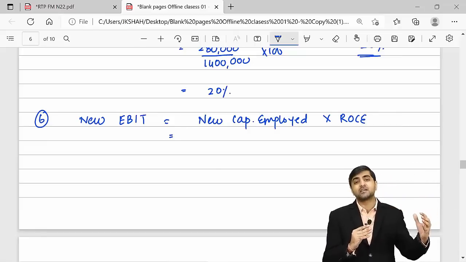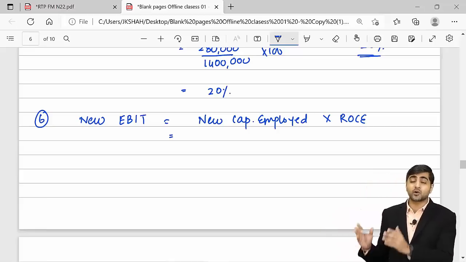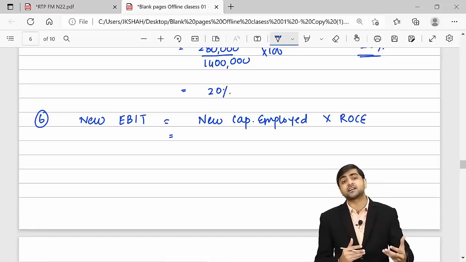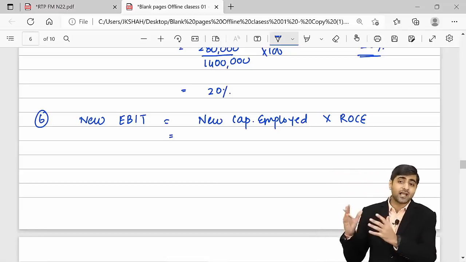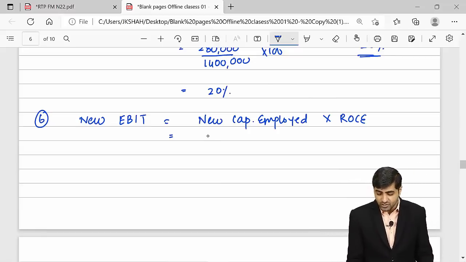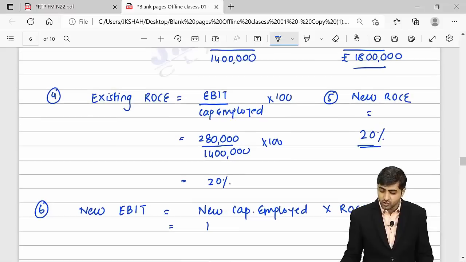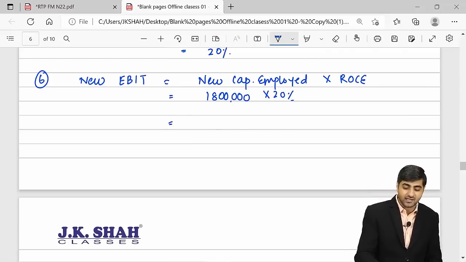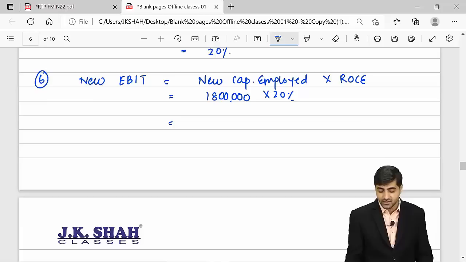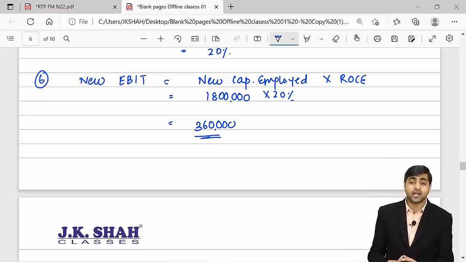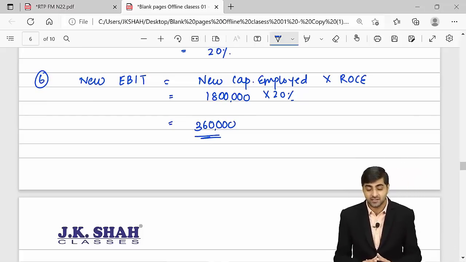So you always have to understand this by way of process. First you prepare the summary, then you come to know what's your existing capital employed, then what is your existing EBIT, which will help you to calculate what's your existing return on capital employed. Then you will calculate new capital and multiply that by your return on capital employed. So this will now be your new capital, 18 lakhs, which we will multiply by 20%. So eventually you will be getting your starting point, and that is nothing but 3,60,000. So when the income statement needs to be prepared, you know that your new EBIT is nothing but 3,60,000.